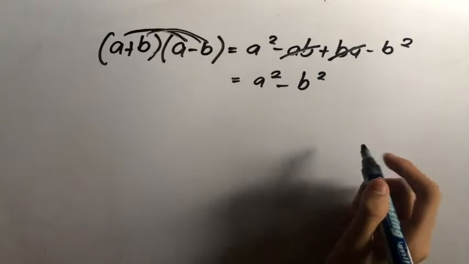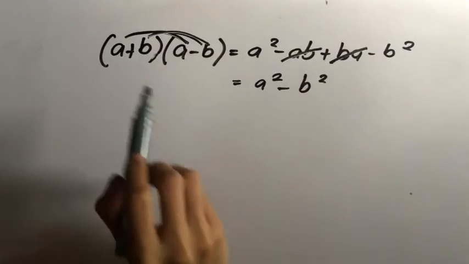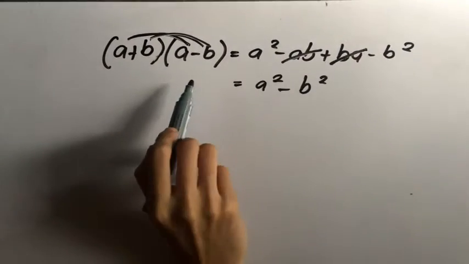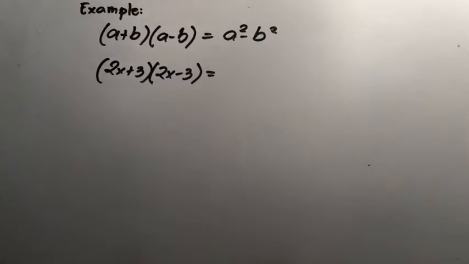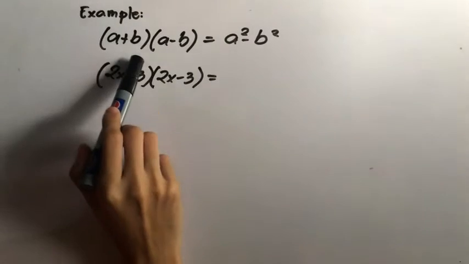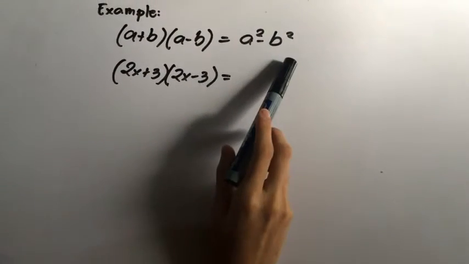So for the shortcut of this, square the first term minus the square of the last term. So we know the formula (a + b) times (a - b) is equal to a squared minus b squared.